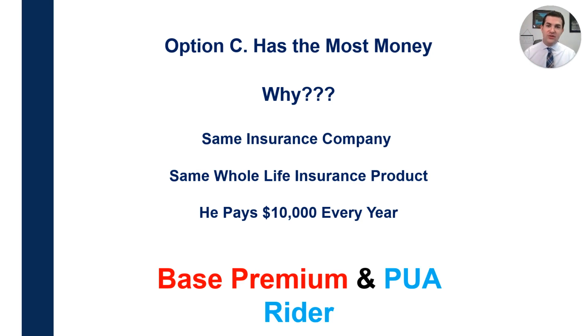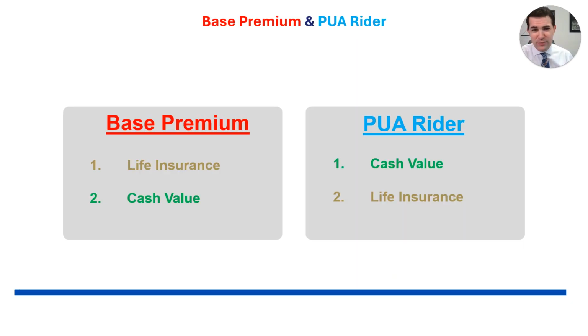Like, what's the difference? Remember that box in red that we started with in option A that was $10,000? It said annual premium. That was what we call your base premium. And then the box we had in blue, that paid up additions rider, that's our PUA rider. How we set the policy up is the most important thing to do in order to maximize cash value. Here's a simple way to explain it. Base premium dollars first get you life insurance and then eventually build cash value.